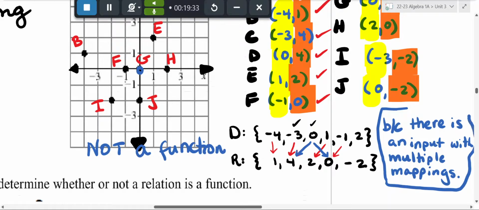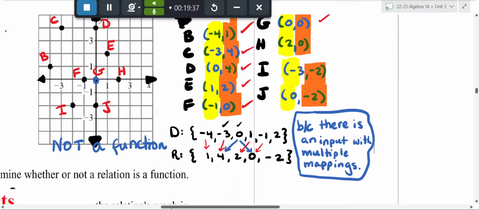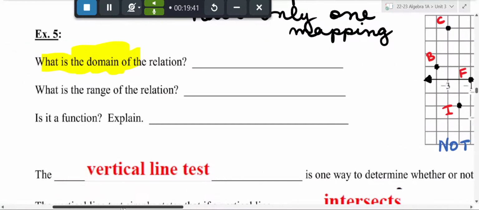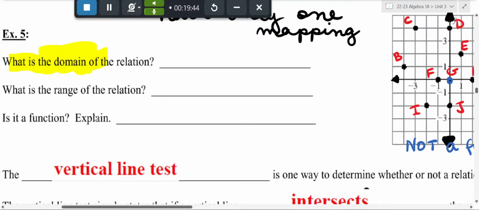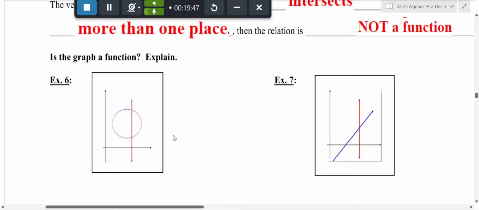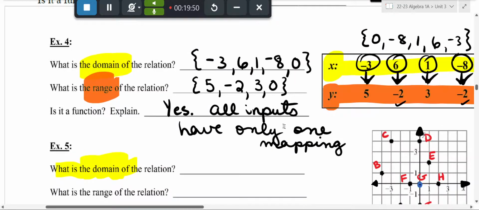All right, are there any questions? Let me see what else the notes have in store for us. All right, we already answered those over there. Okay. And that's what I have for you guys for functions.